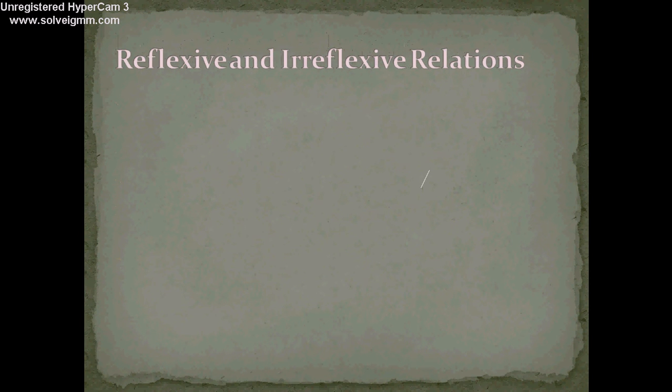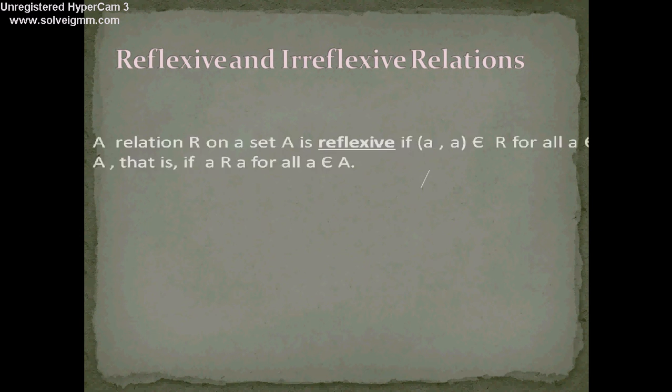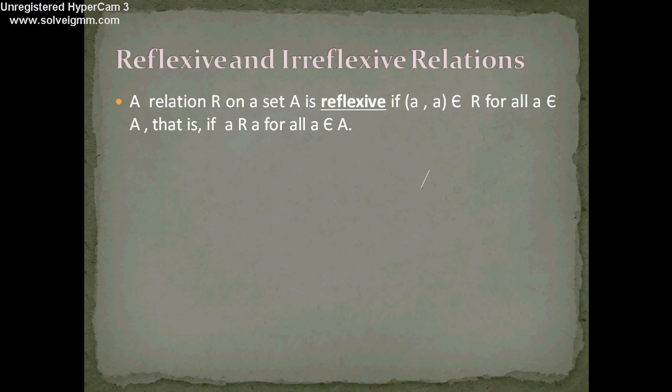We begin with reflexive and irreflexive relations. So what is a reflexive relation? A relation R on a set A is reflexive if A is related to A, that is, (a, a) belongs to R for all a belonging to A. It means that each and every element of set A should be related to itself. In terms of a digraph, there should be a self loop on every vertex, and then only the relation is said to be reflexive.